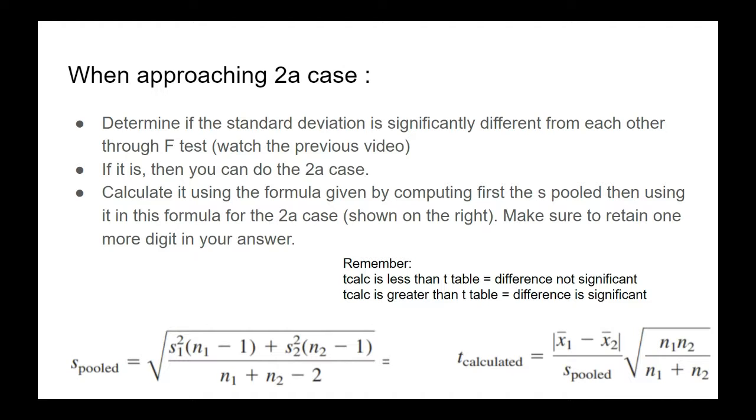And make sure when you're doing all of this math, whether by calculator or by hand, you put one more digit just for accuracy's sake. Okay, so just remember, if your t-calc is less than your t-table, that means the difference is not significant. If your t-calc is greater than the t-table, then the difference is significant.